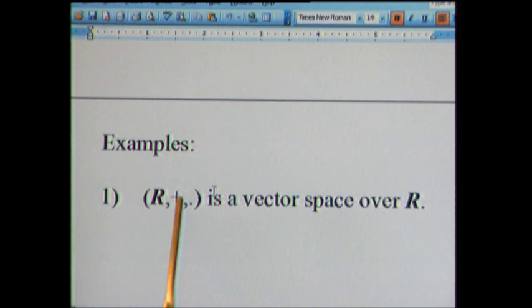We can see that R plus dot satisfies all the 10 properties that are defined in the definition of vector space. Therefore, R plus dot becomes a vector space over the field R. Here this R plays the role of F in the definition of vector space.